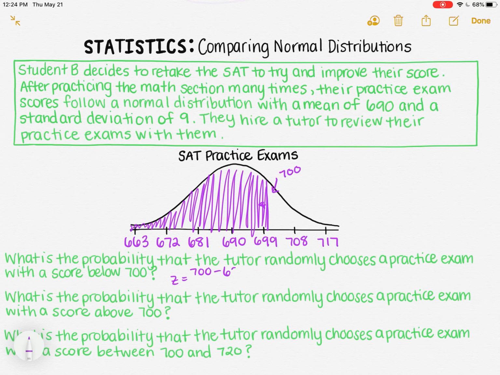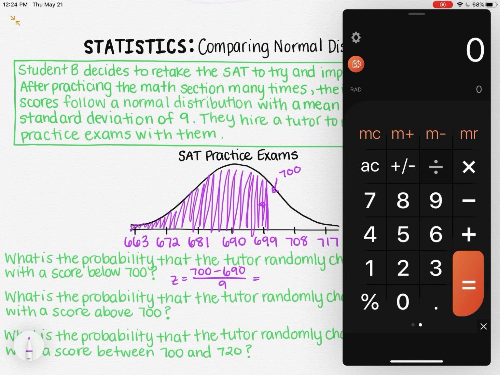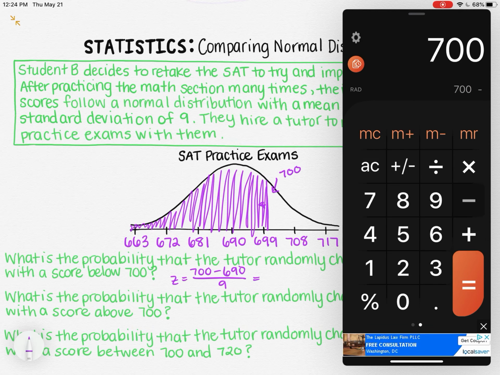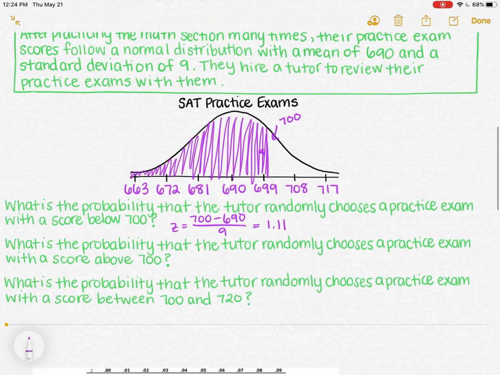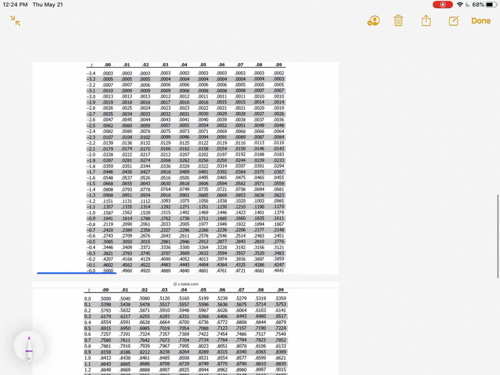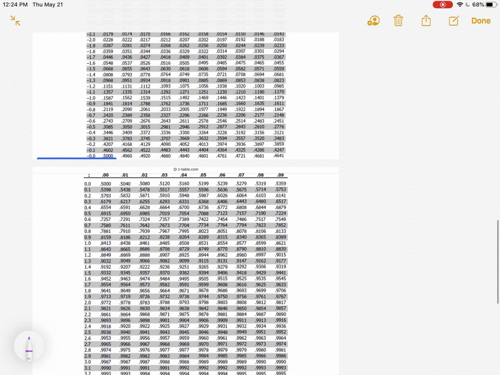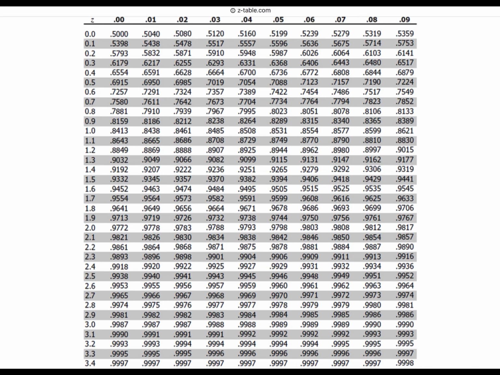So I take the data point 700, subtract the mean, which is 690, and divide by the standard deviation, which is 9. So I'll do that on my calculator, 700 minus 690, and then divide by 9. That gives me 1.11. Now I'm going to go to my z-score table, and I need to find 1.11 in my z-score table. So I'm going to go to my positive z-score table.